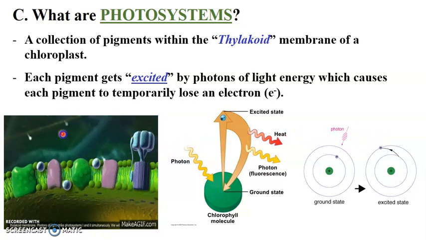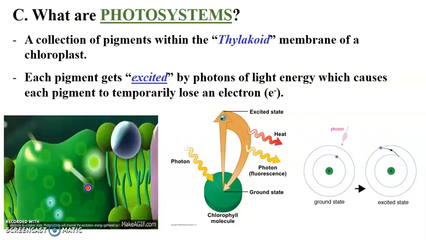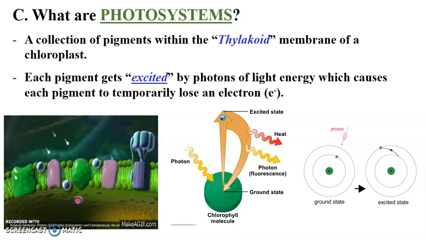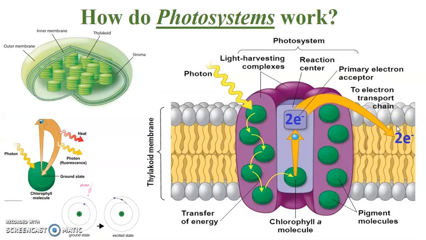When you look at light striking a photosystem again, when one pigment gets excited, not losing an electron but temporarily getting an electron excited, it will reflect through the whole complex. And that's how you're ultimately able to absorb light energy.